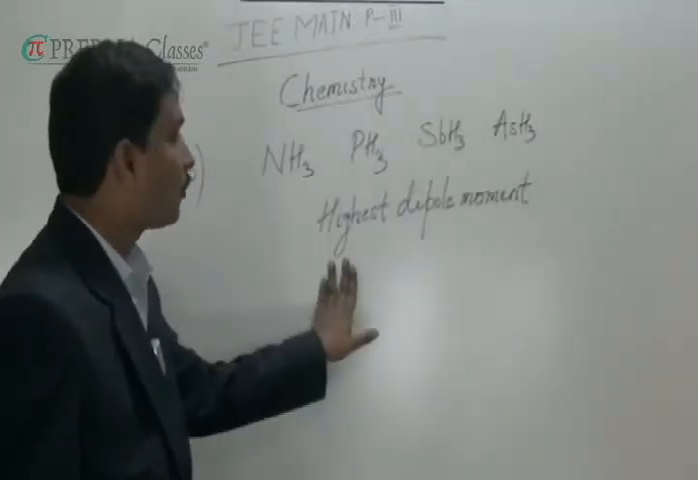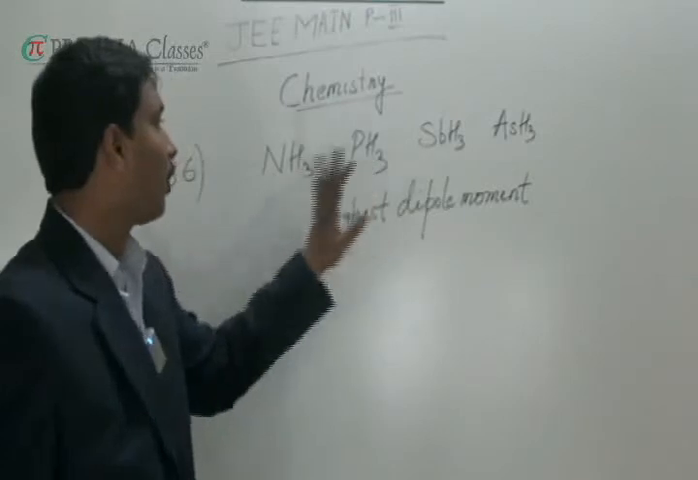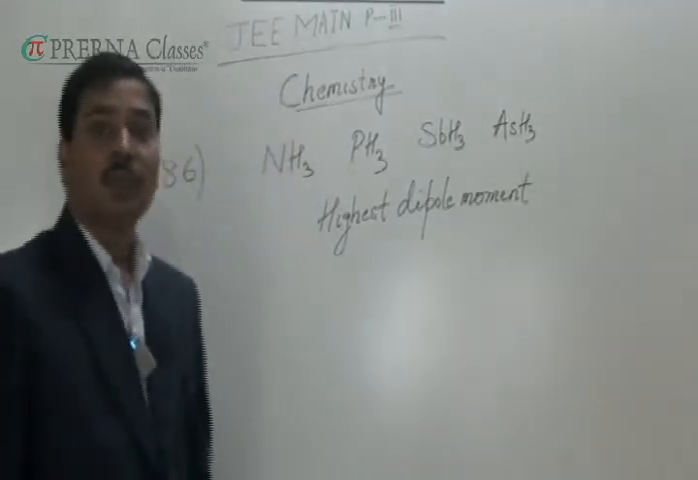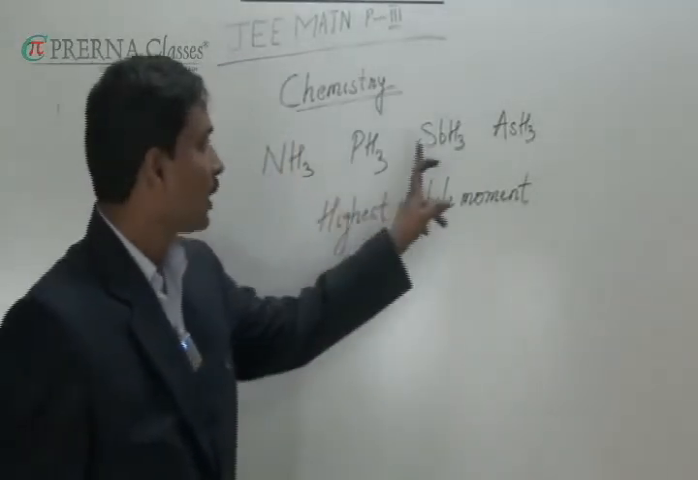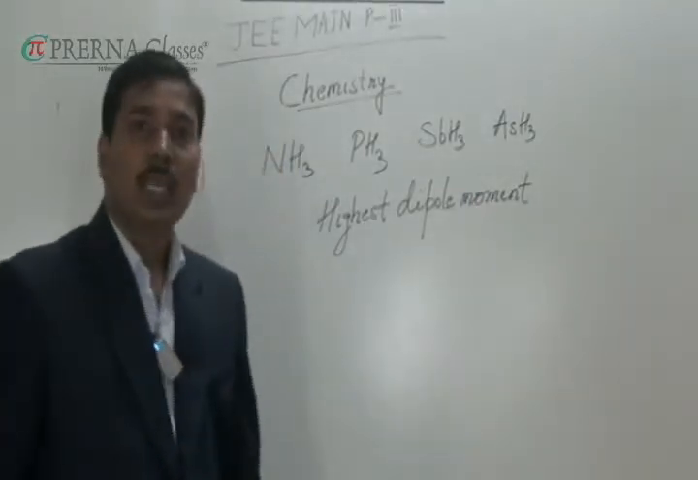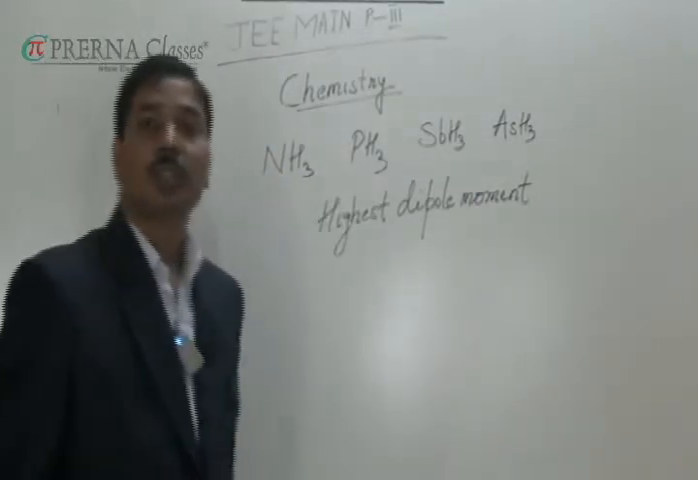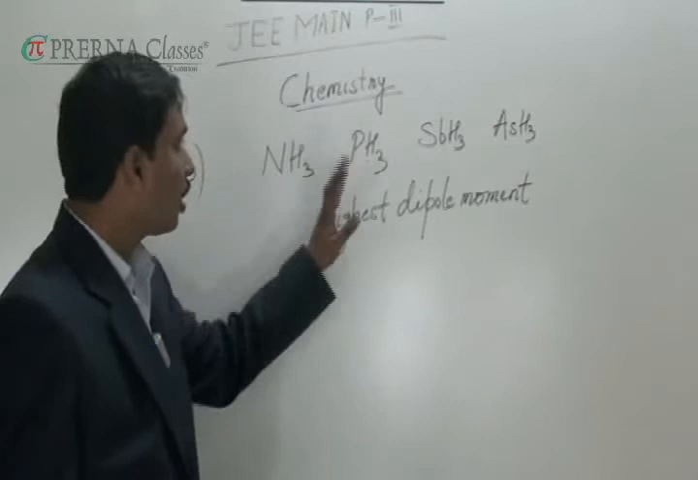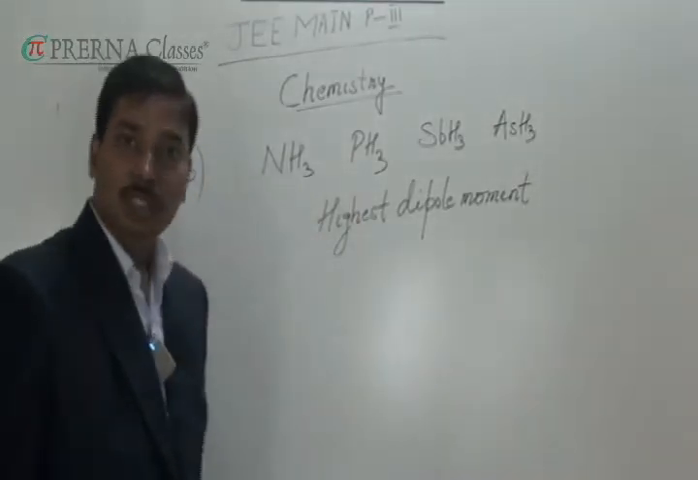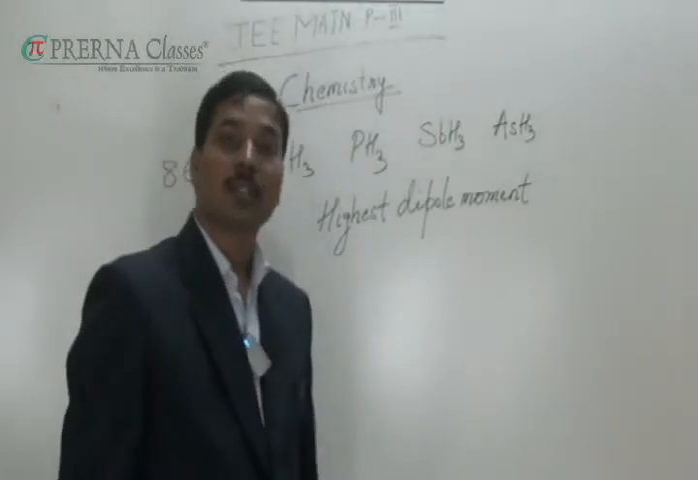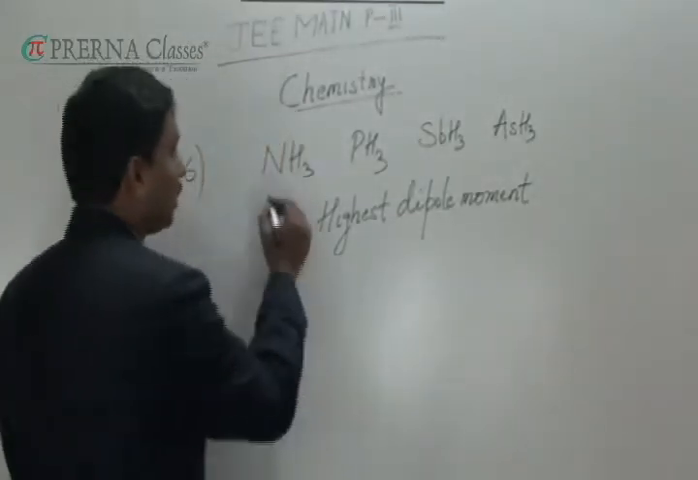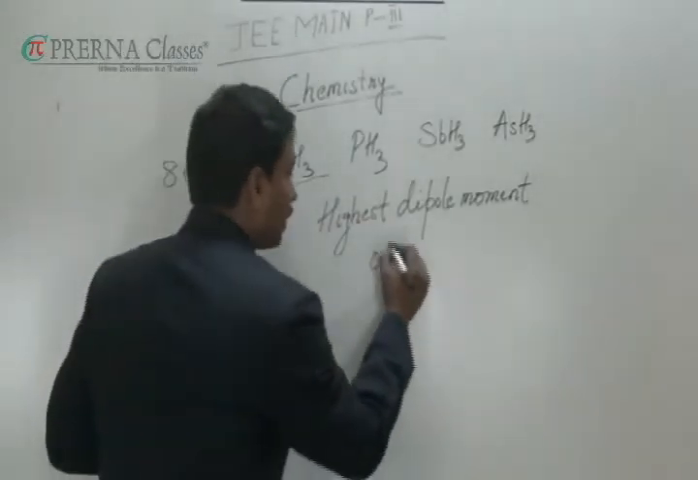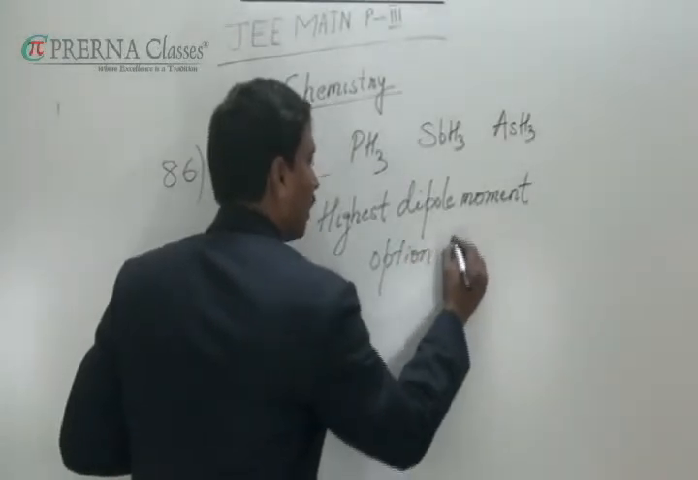Question number 86, we have to find the highest dipole moment out of the following: NH3, PH3, SbH3, AsH3. If you consider nitrogen, phosphorus, antimony and arsenic, the electronegativity of nitrogen is higher. Therefore, its dipole moment will also be highest. All of these are of the same group, and down the group electronegativity decreases, and therefore the dipole moment also decreases. So NH3 will have the highest dipole moment. So the answer is option A.